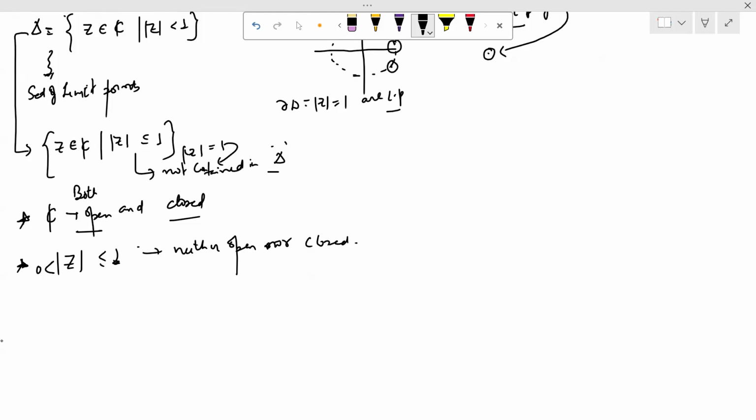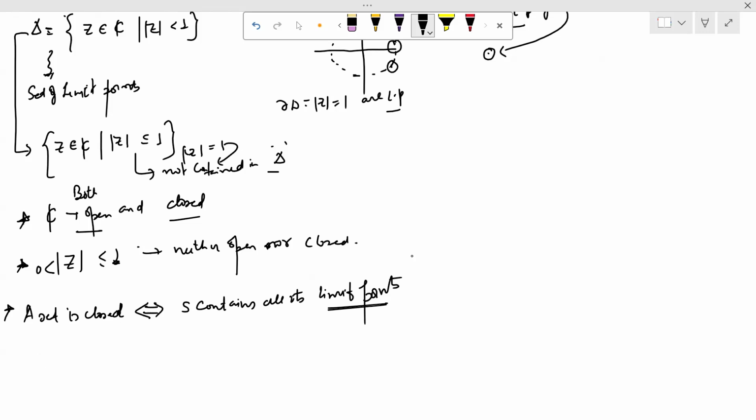Now remember, a set is said to be closed if and only if it contains all its limit points. Initially, we saw that a set which is not open is closed, but the more proper definition would be: a set is closed if and only if it contains all of its limit points. Then we say that the set is closed.